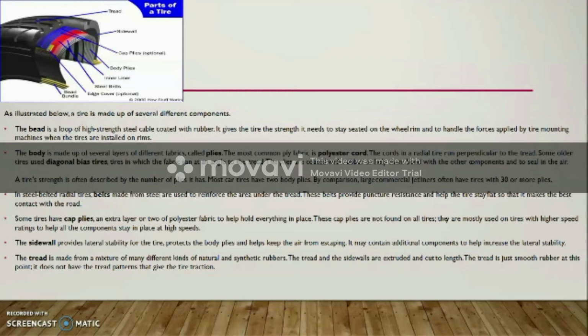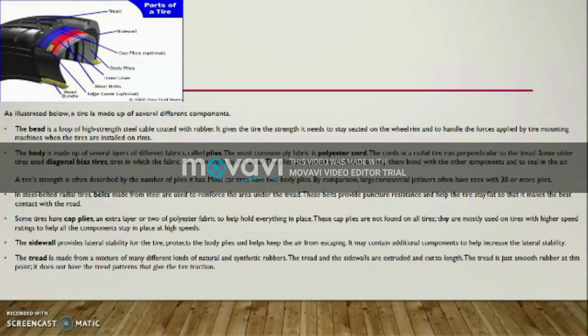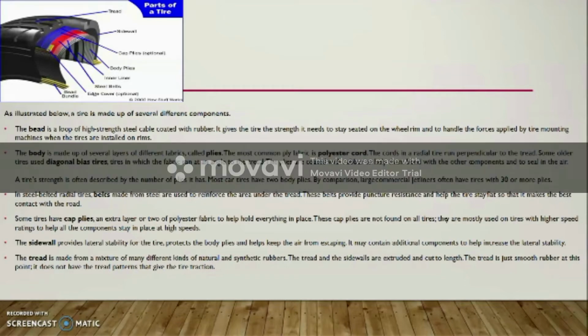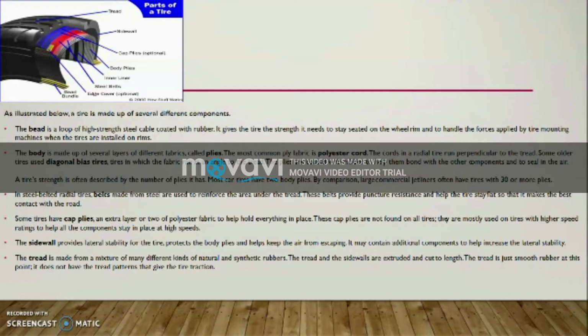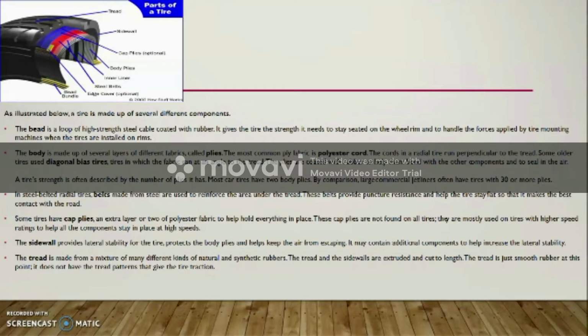In steel belted radial tires, belts made from steel are used to reinforce the area under the tread. This belt provides puncture resistance and helps the tire stay flat so that it makes the best contact with the road. Some tires have cap plies, which are an extra layer or two of polyester fabric to help hold everything in place. The function of the sidewall layer is to provide lateral stability for the tire, protect the body plies, and help keep the air from escaping. It may contain additional components to help increase the lateral stability.